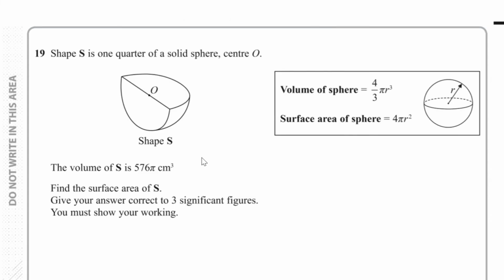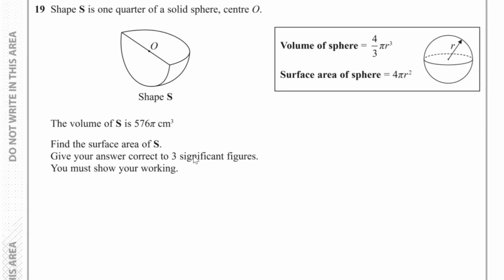Question number 19. Shape S is 1/4 of a solid sphere with the center at O. The volume of S is 576 pi centimeters cubed. We have to find the surface area of S to 3 significant figures showing all of our working. We know the volume of a sphere is 4/3 pi r cubed. The surface area of a sphere is 4 pi r squared.